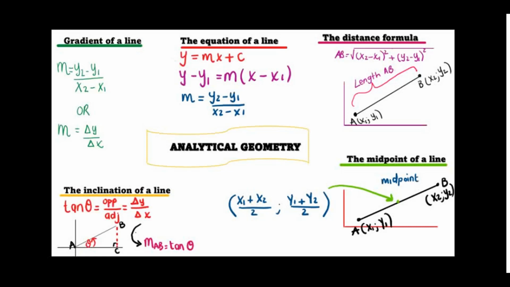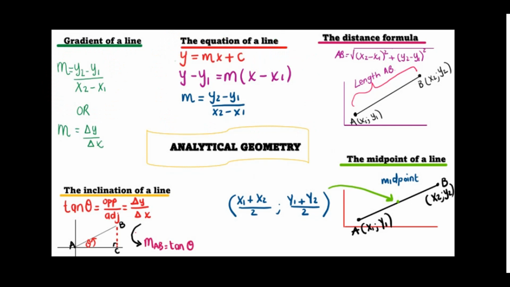On today's video, I created an easy to follow summary on analytical geometry. We are going to be looking at all the important properties you need to know under the headings of the gradient of a line. We're going to be looking at the formula that you can use in calculating the gradient of a line. We're going to be looking at the equation of a line and the formulas that you can use in calculating the equation of a line.